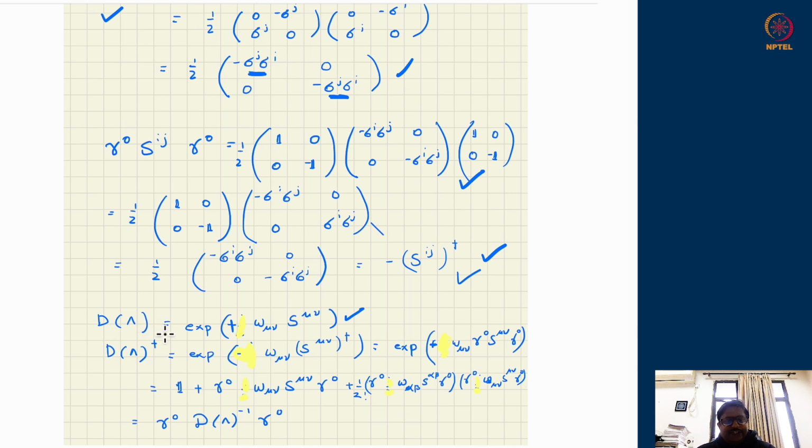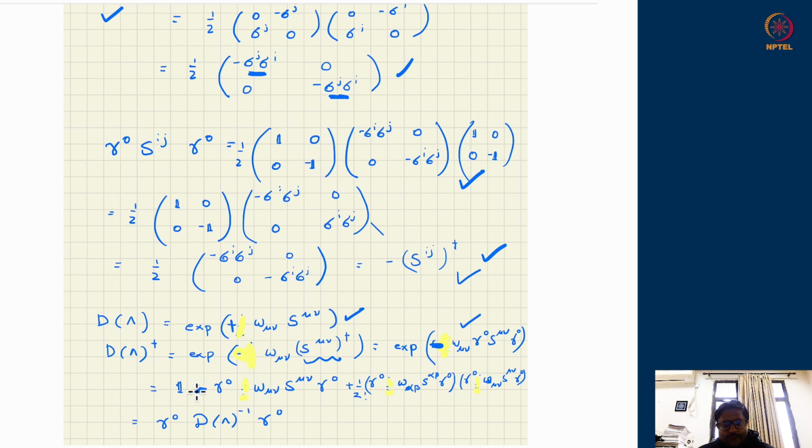If d lambda is there, and I take d lambda dagger, I should get this omega mu nu S mu nu dagger, which is fine. But I know S mu nu dagger is in general minus of S mu nu squeezed between gamma 0. So I will get a minus sign here. So S mu nu dagger is equal to minus of S mu nu squeezed between gamma naught from both sides, which is fine. Now Taylor expand this quantity.